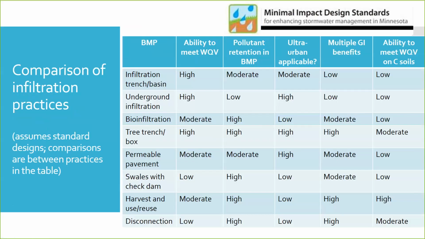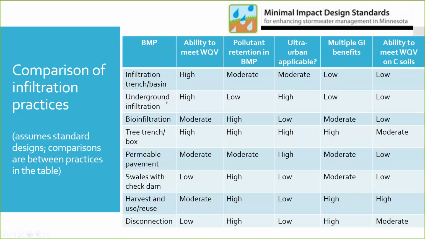This chart's a little busy. We'll walk through it fairly quickly, but it talks about the different infiltration practices and their ability to meet different criteria. So the ability to meet the water quality volume, or WQV, is high with infiltration trenches and basins and underground infiltration. These are practices that can be made fairly deep, and therefore you don't need as much surface area. If you have the available surface area, they can infiltrate large volumes of water.